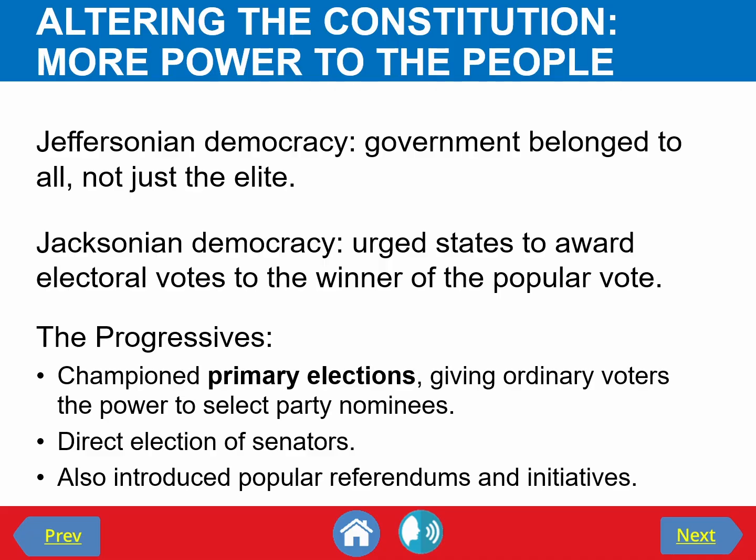The progressives championed primary elections, which would give ordinary voters the power to select their party nominees, rather than leave it to party leaders to select a candidate in a backroom slap-on-the-back deal rather than based on what rank-and-file party members really wanted. Under progressive reforms, senators would be directly elected beginning in 1913 with the 17th Amendment, and a further set of reforms were introduced in many states that would allow for initiatives and referendums. Initiatives would allow the people themselves to introduce new laws by way of popular vote, and referendums would allow those same voters to directly remove someone from office based on popular election.